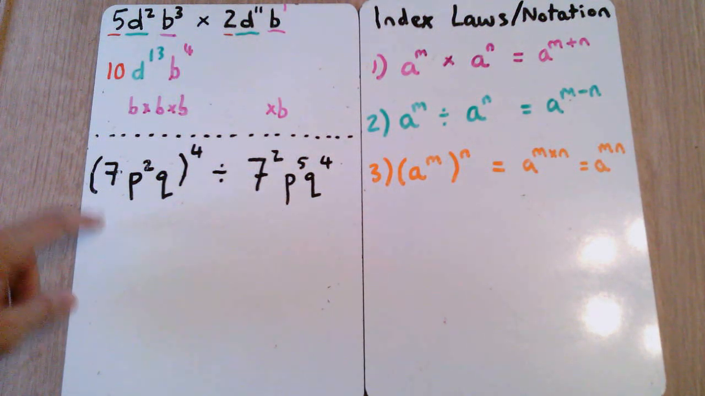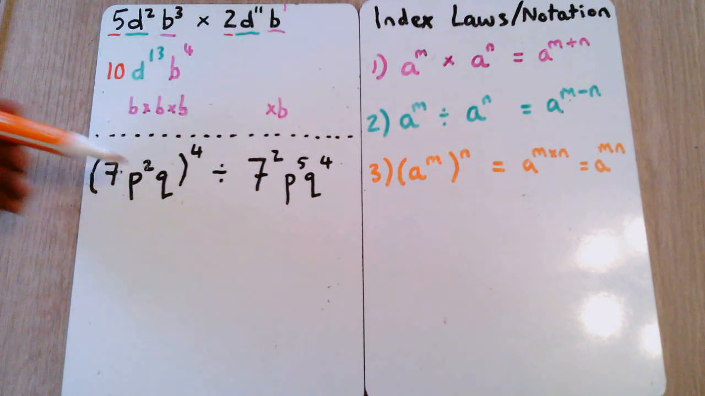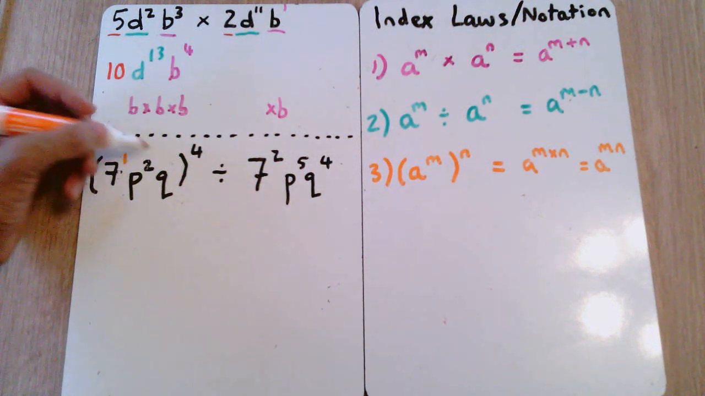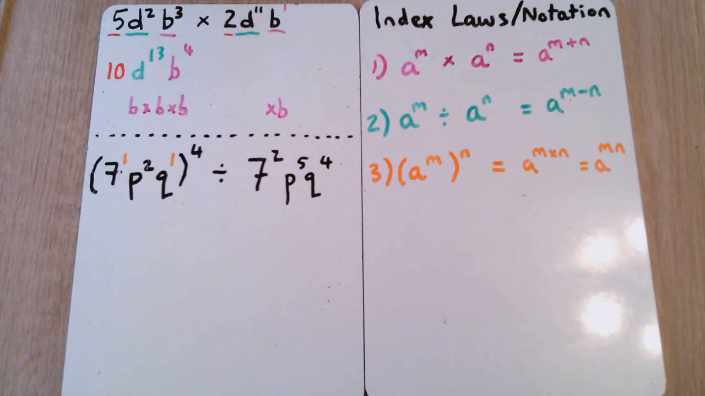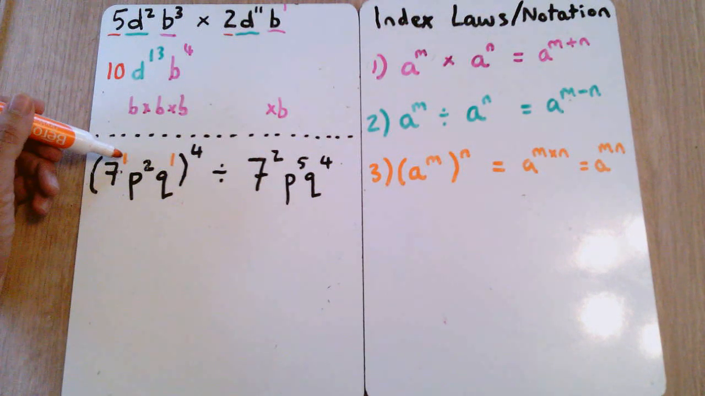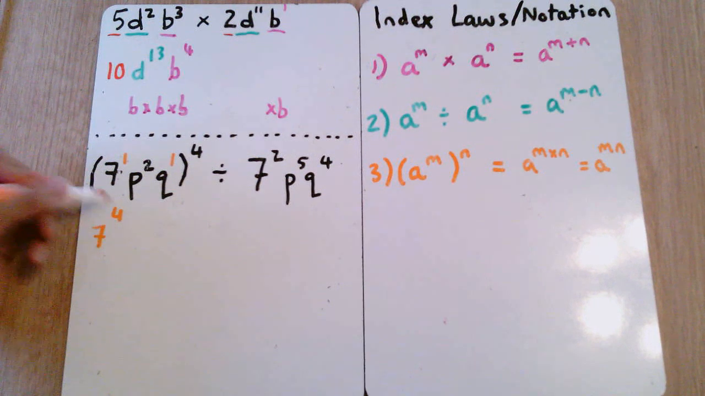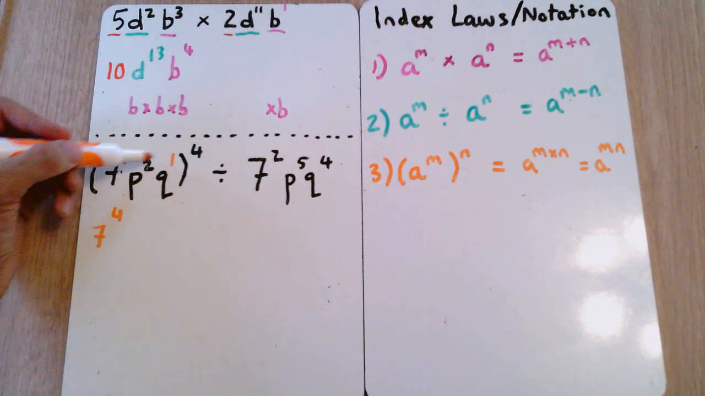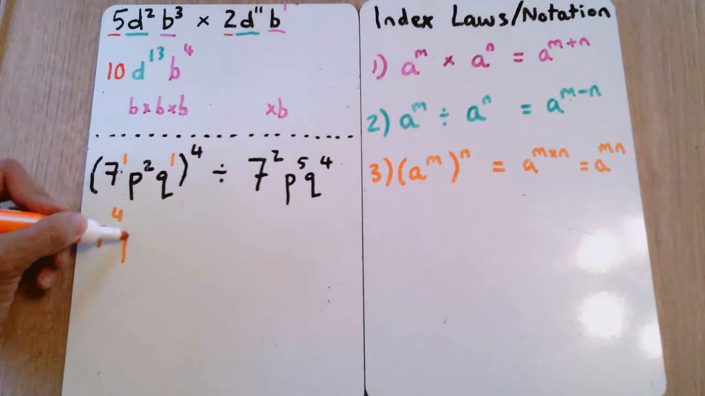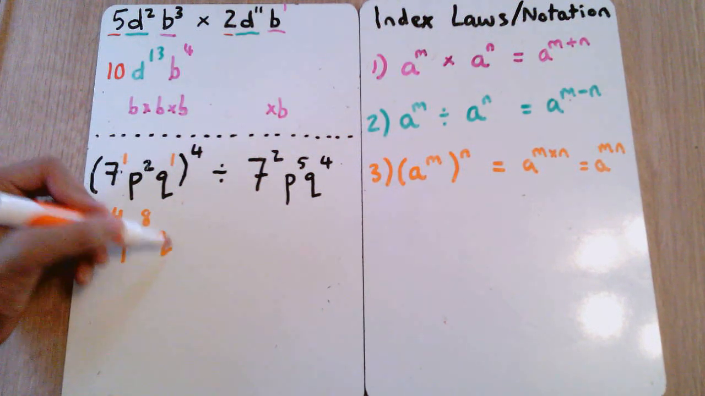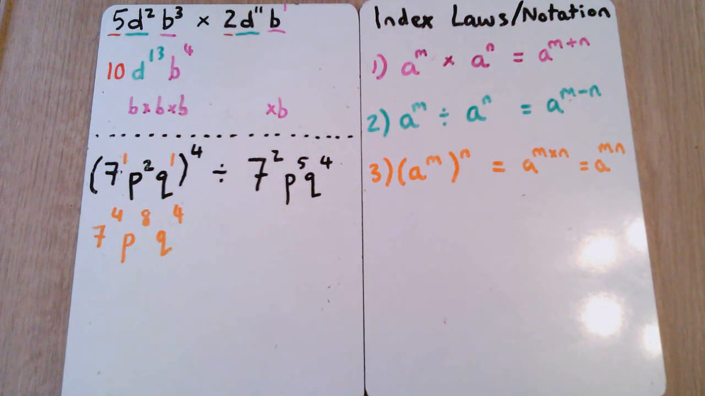We're going to expand this. Now, from our example above, we saw there are 2 values here that don't have powers on them. When they don't have powers, the power is simply 1. So now when we use our power rule, we're going to multiply the index here with the index here. This is going to give us 7 to the power of 4. P to the power of 2 times 4 is 8. And q, 1 times 4, is 4.